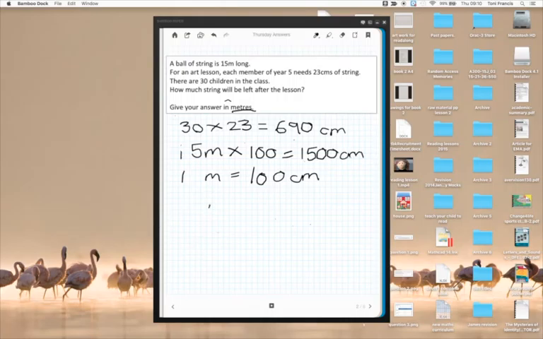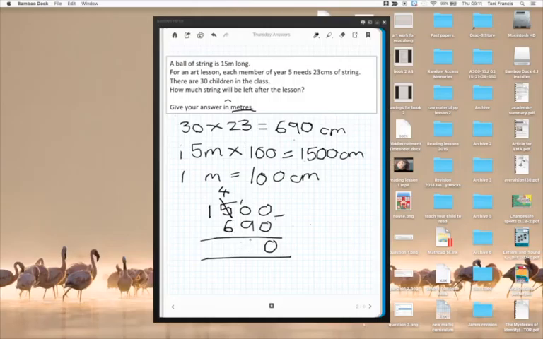So I started with 1500. I've used 690. So I'm going to take it away. Nothing take away nothing is nothing. Ten take away 9 is 1. 14 take away 6 is 8, and nothing take away nothing is nothing. So I have 810 centimetres left.